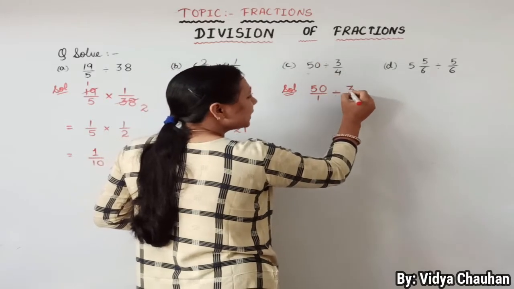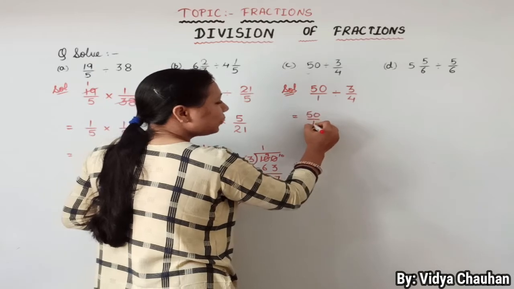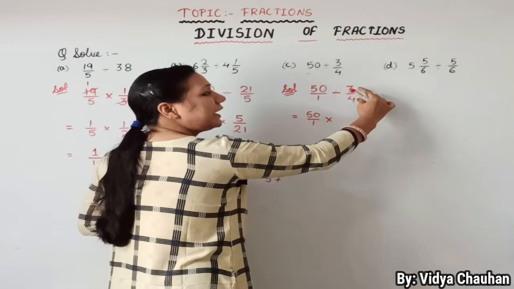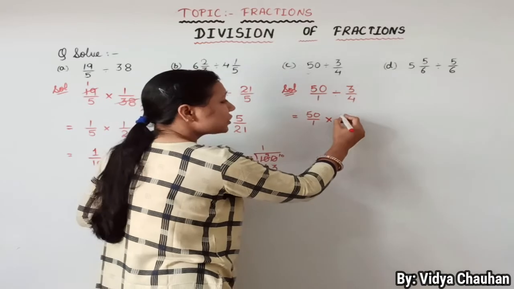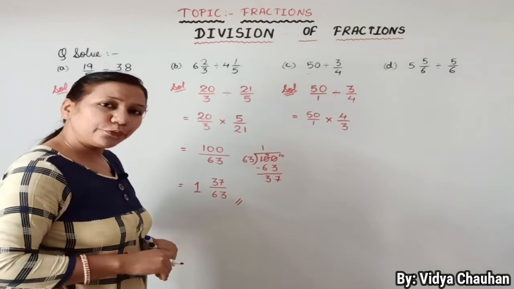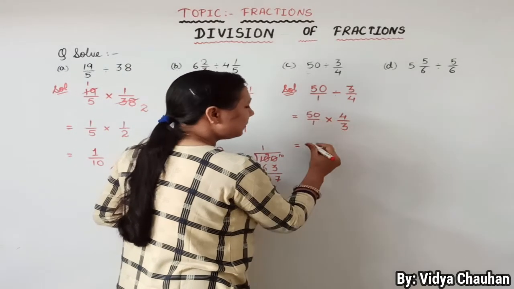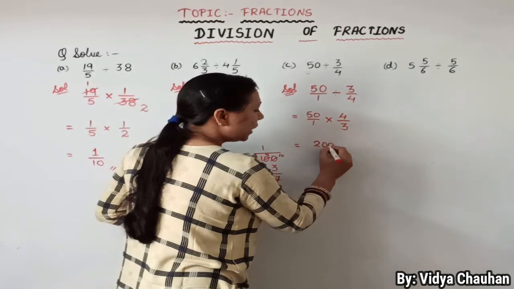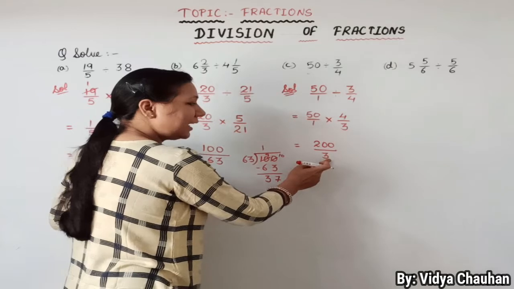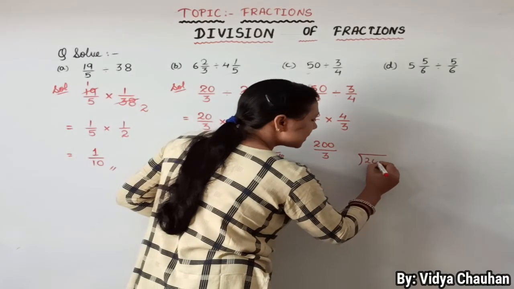Convert the sign. So let's do it in the next step. Very first I will copy down as it is. Now in the next step, 50 upon 1, convert the sign of divide into multiplication and take the reciprocal of the second fraction. So 3 upon 4 becomes 4 upon 3. Now multiply the numerators. 50 multiplied by 4 will give us 200 and 3 multiplied by 1 is 3. Once again, what we are getting is an improper fraction. So let's convert it into a mixed fraction.